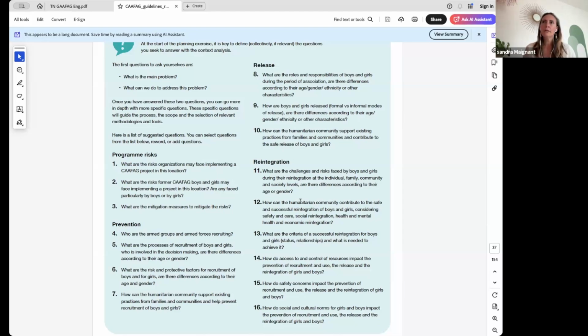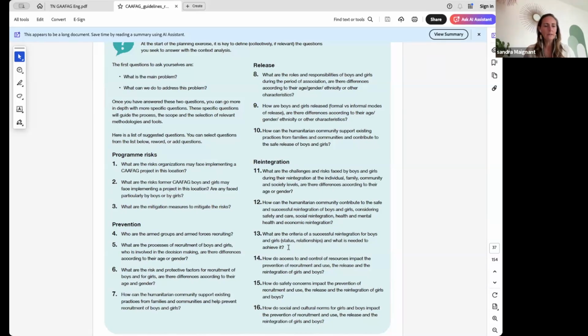In terms of reintegration, question 11 is about the risks and challenges faced by boys and girls, and how the humanitarian community can support this reintegration at all the different levels. Question 13 is very interesting to me. It's the criteria of a successful reintegration for children and what we need to achieve it.